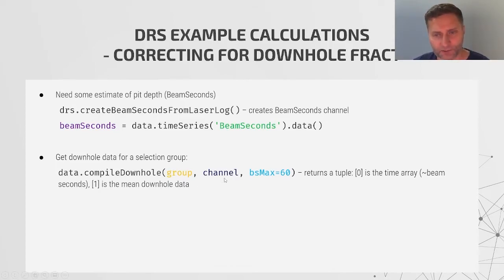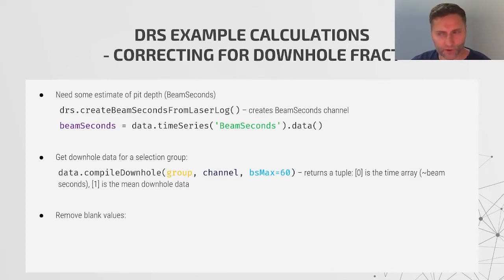And it actually returns a tuple. In position 0 is the time array, which is basically beam seconds, and in position 1 is the mean downhole data. So it does it all for you, and you can use that as your observed downhole model, so your observed downhole fractionation. And then you can use that to calculate your model and correct for it.